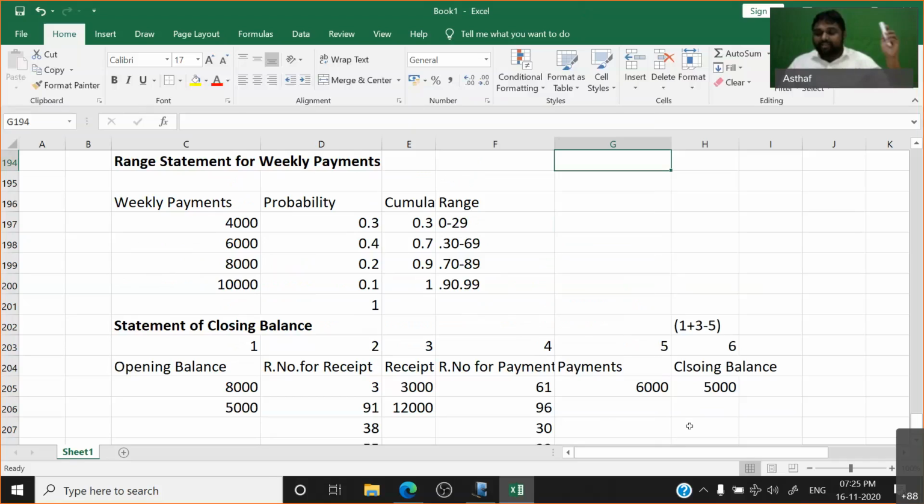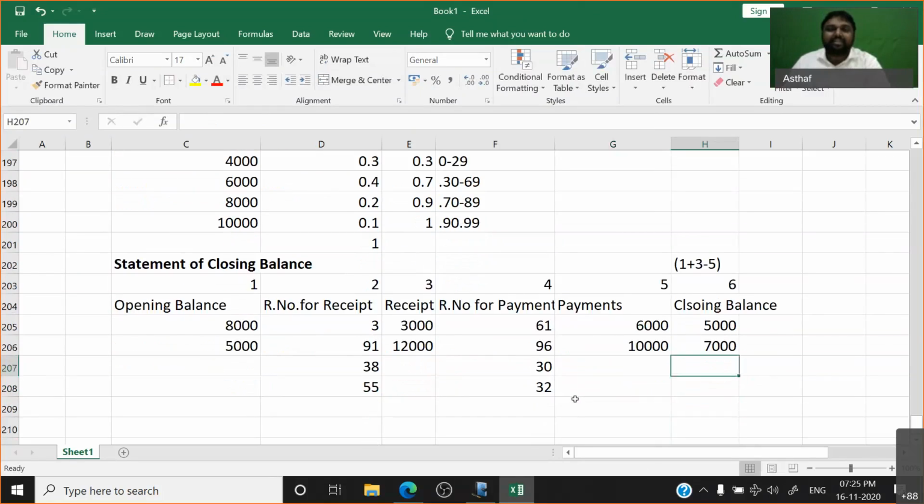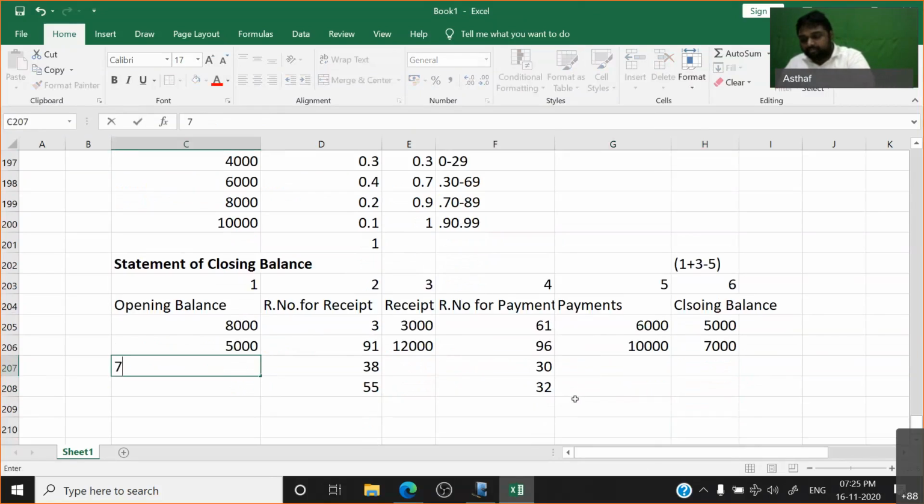You have 96. 96 belongs to 10,000. So tell me what will be the closing balance? Same format. Opening plus receipt. We will have 7,000. Are you clear? Yes or no? Are you clear?